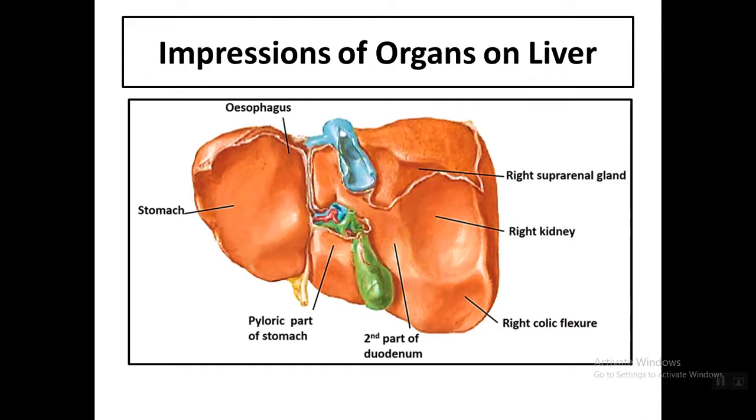The structures that lie posterior to the liver will form impressions. What we call the impression of an organ on the liver: this is the impression for the right kidney, the right suprarenal gland, the right colic flexure, the second part of the duodenum, and the pyloric region of the stomach. This is the impression for the stomach and the impression for the esophagus.